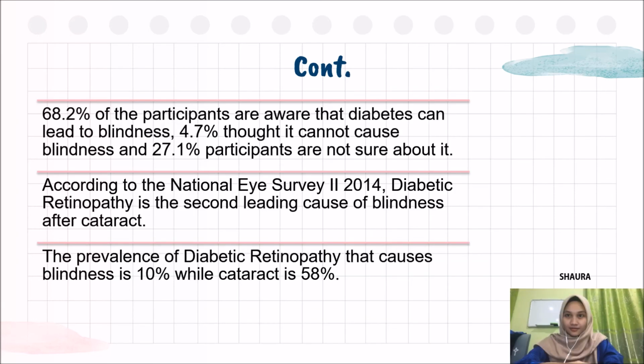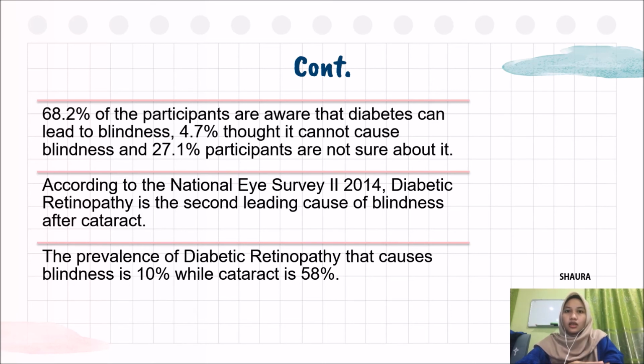Okay, based on the result that we obtained, 68.2% of the participants are aware that diabetes can lead to blindness, while 4.7% thought it cannot cause blindness, and 27.1% of participants are not sure about it.